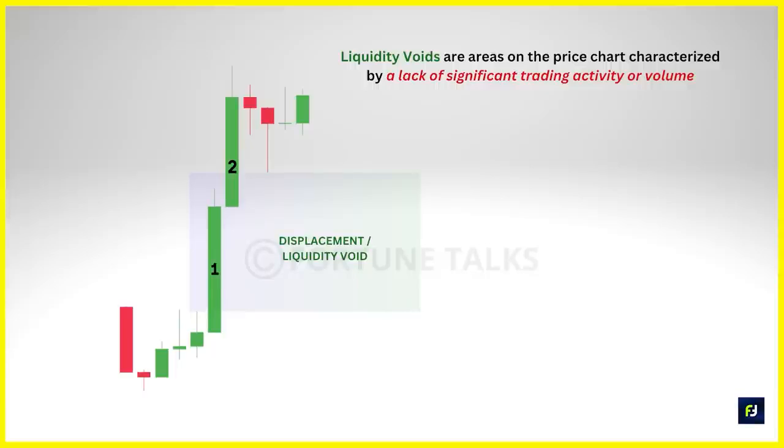This means liquidity voids are areas on the price chart which are characterized by a lack of significant trading activity or volume. They typically occur after a rapid price movement, leaving behind a region in the chart where the trading was thin or almost non-existent. This phenomenon often happens because most market participants were not interested or were not able to trade at these levels, either due to a lack of perceived value or because the market moved too quickly for them to react. You can see this phenomenon every now and then across all different time frames.